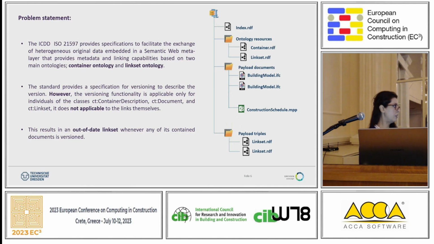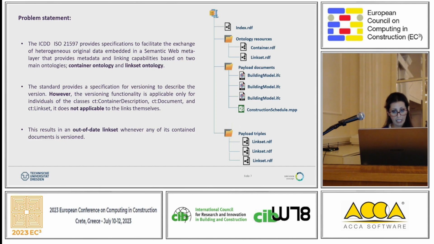We will need to create a new link set because at that time the container will become out of date. Actually, not the whole container, just the link set, because as we said, we can version the container, we can version the document, we can version the link set itself, but the content of the link set will be out of date. So we will need to create a new link set and so on. Actually, this is error-prone and takes significant time and cost effort.